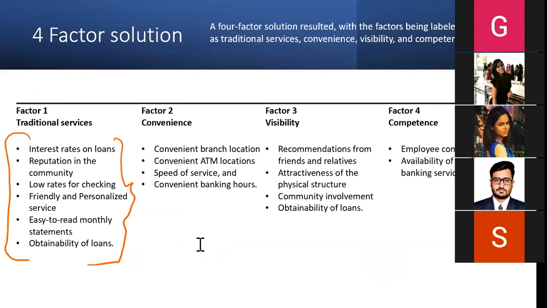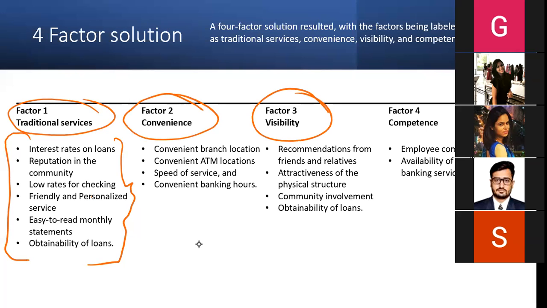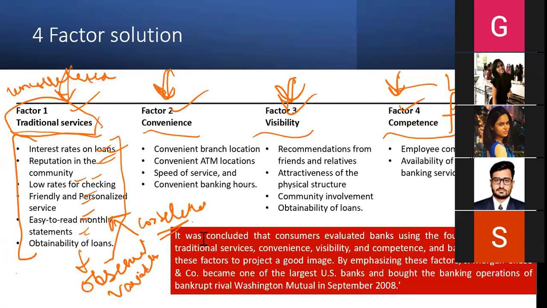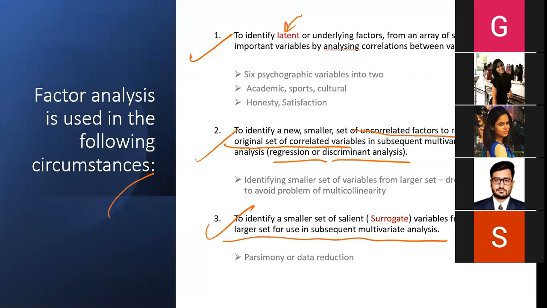So they came up with how many factors then? Four. And can you read what four? Traditional services, convenience, visibility, and competence. Yes. So they came up with these four factors, and it was concluded that consumers evaluated banks using these four basic factors of traditional services, convenience, visibility, and competence. Next, we discuss the various circumstances where we can use factor analysis.